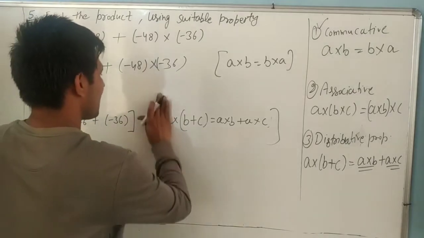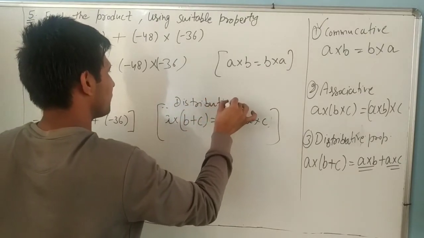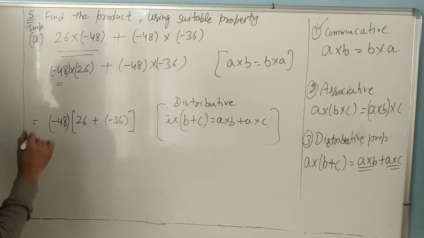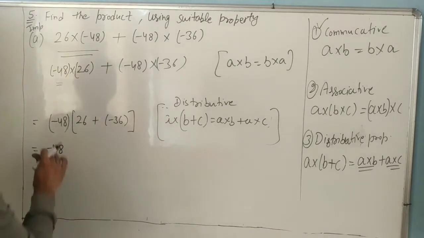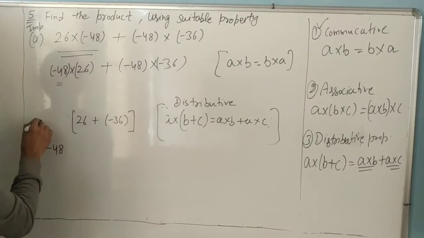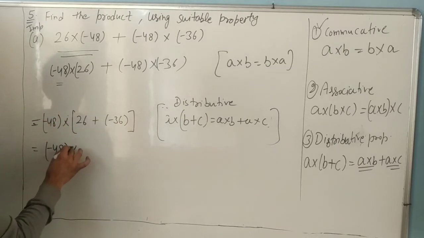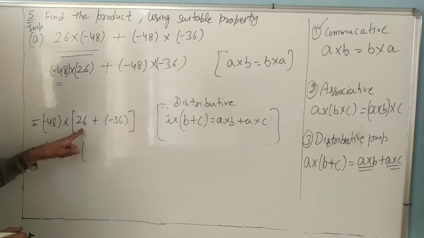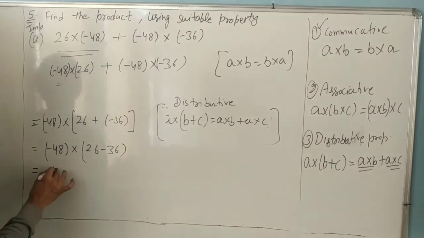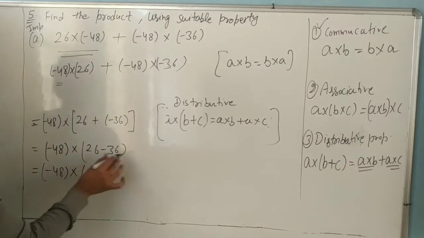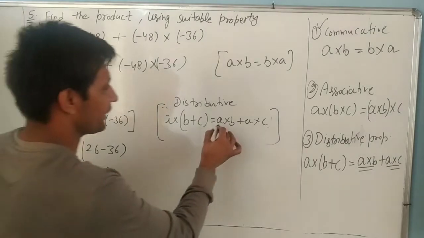Okay, so you can write now. Write the name also: distributive property. Okay. Next. So now you will solve it. Minus 48, now it means multiply. Multiply or not? A into. So look at here. Minus 48 multiplied by, now 26 positive into negative 36. Okay dear, minus 48 into minus 12, and negative multiply negative, only we solve it, dear.